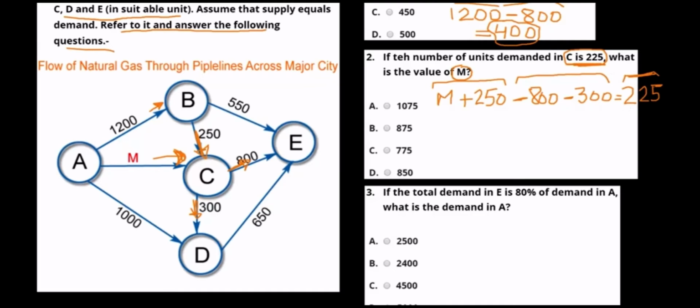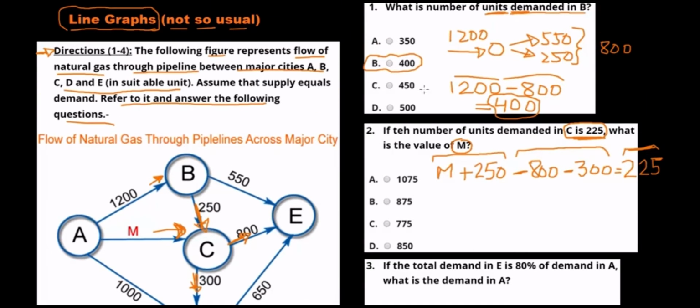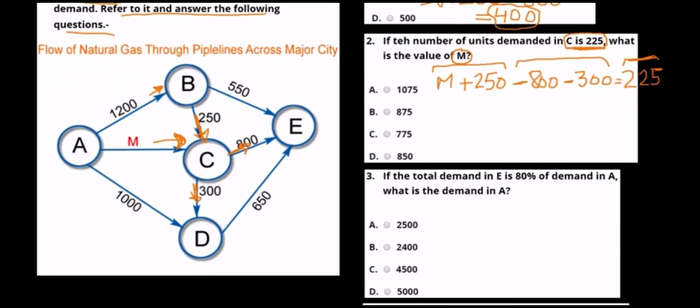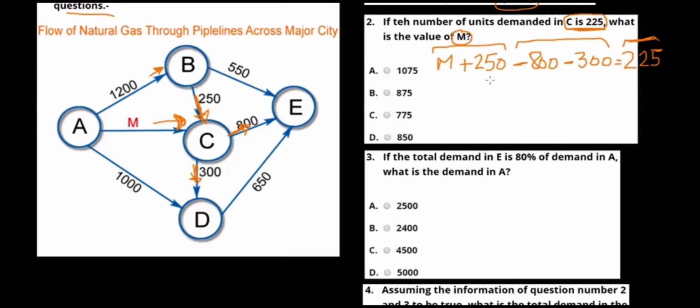So once I form the equation, in a very similar way to how I formed it in question number 1, I am just supposed to work it out and get the value of M. So 250 minus 300 would give me a negative 50. And there's an 800 with a negative as well. So that's a negative 850, right? Let me just rewrite it as negative 850, 225, and there's an M here.